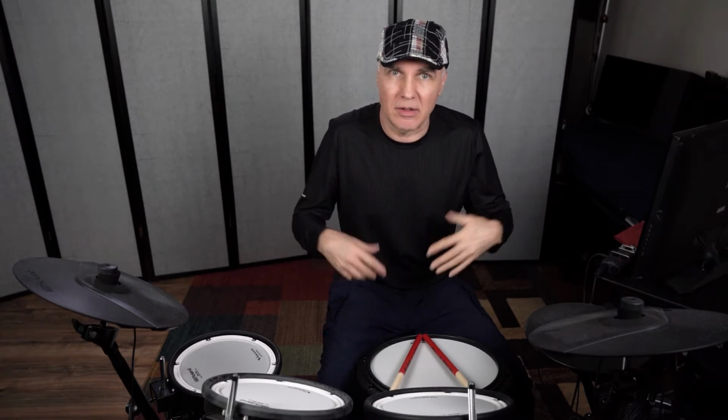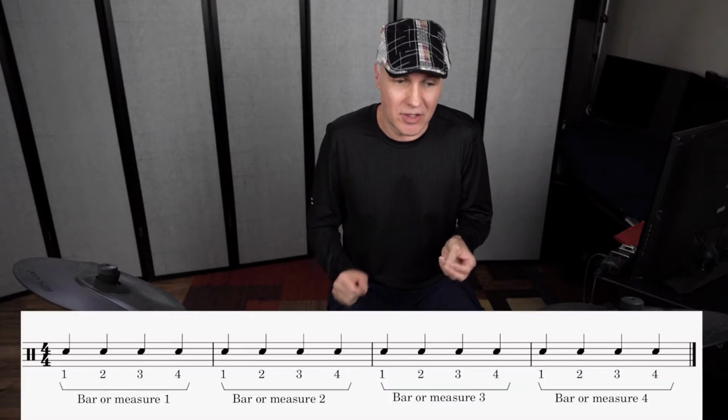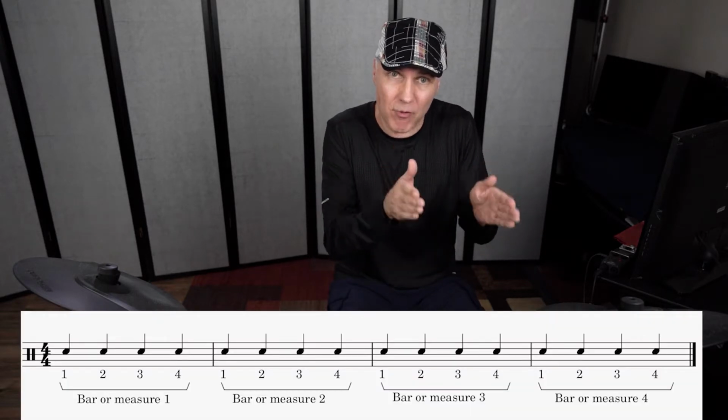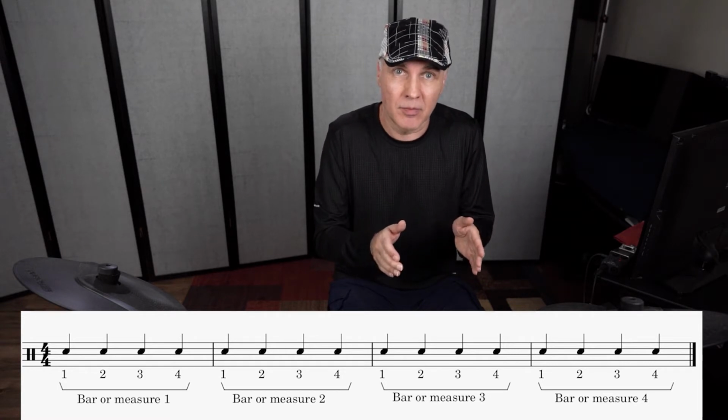What does that mean if you're confused on that? It's just if you're counting numbers 1, 2, 3, 4, 1, 2, 3, 4, 1, 2, 3, 4, that's the count. A measure in 4/4 time consists of 4 counts. That's a measure or a bar.